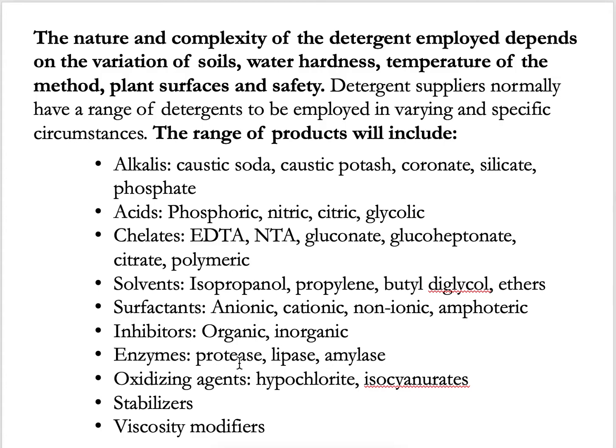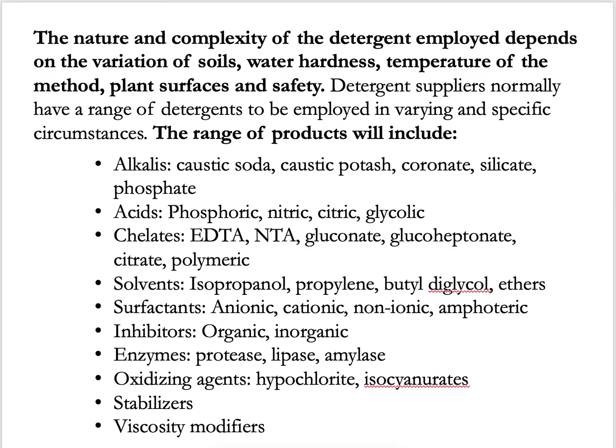Enzymes: protease, lipase, amylase. They help to remove, like protease helps to remove protein, lipase helps to remove lipid, etc. Oxidizing agents: hypochlorite, isocyanurates. They help with discoloration, that means remove the unwanted stains. Stabilizers, viscosity modifiers. So these are different kinds of detergents components, and one single detergent can contain all these different kinds of components, or maybe one detergent contains several of these chemicals. So it depends on what we want to clean, where we want to clean.